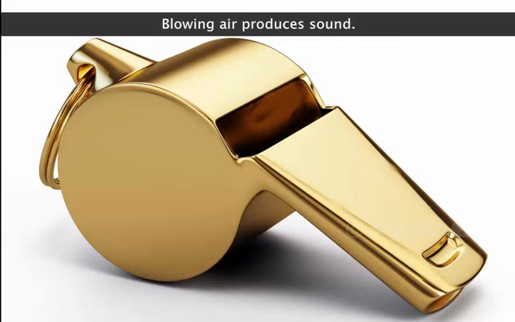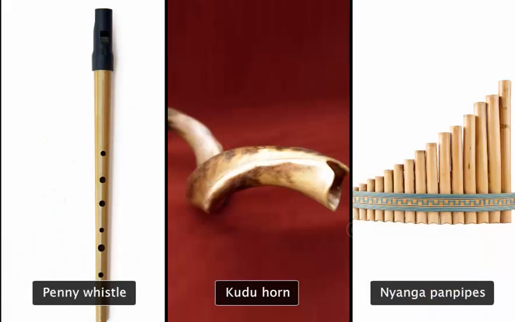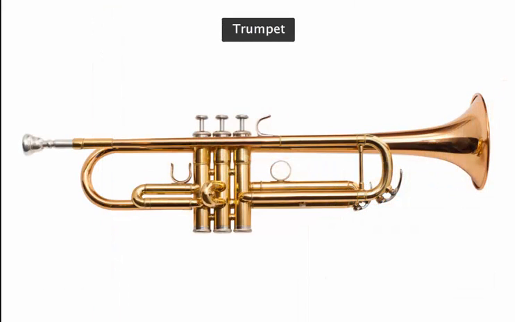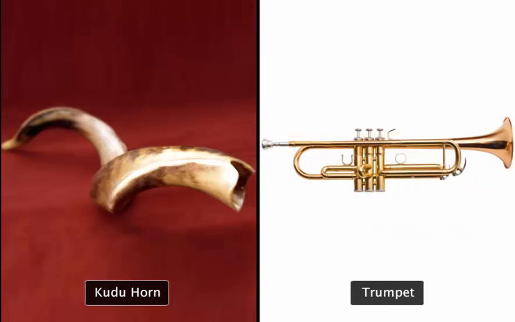In some instruments, blowing of air creates vibrations that produce sound. Take the common whistle, for example. The penny whistle, the kudu horns, and the nyanga panpipes are examples of such musical instruments, where vibrations produced by the blowing of air creates music. The trumpet is a well-known musical instrument that is played by blowing air. Our indigenous kudu horn is very similar to the trumpet.